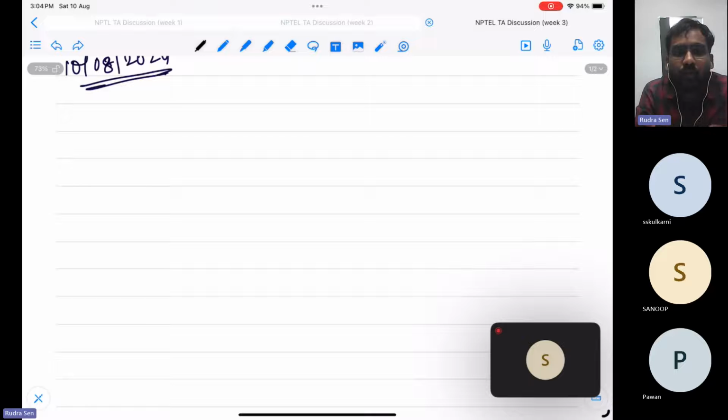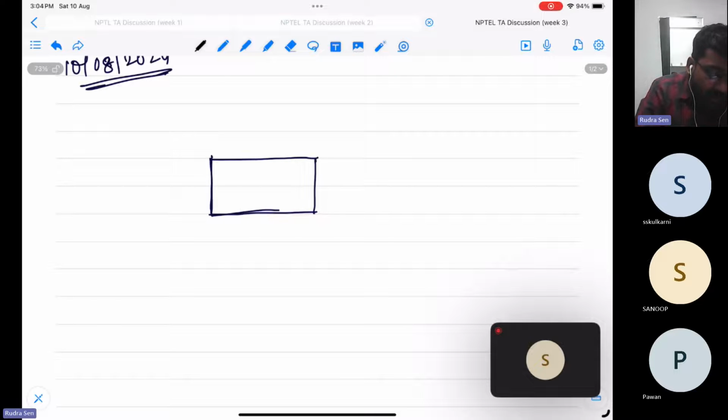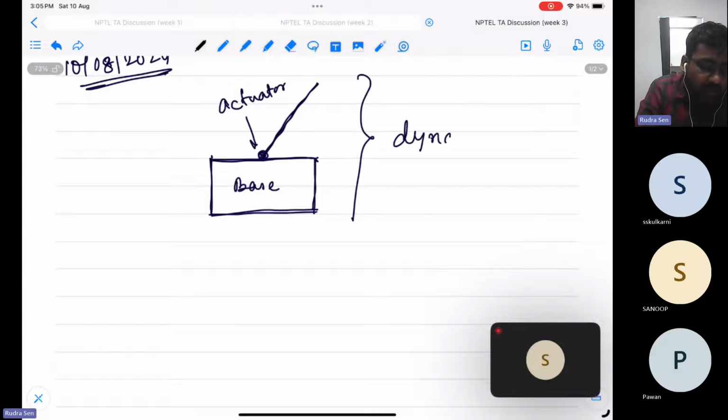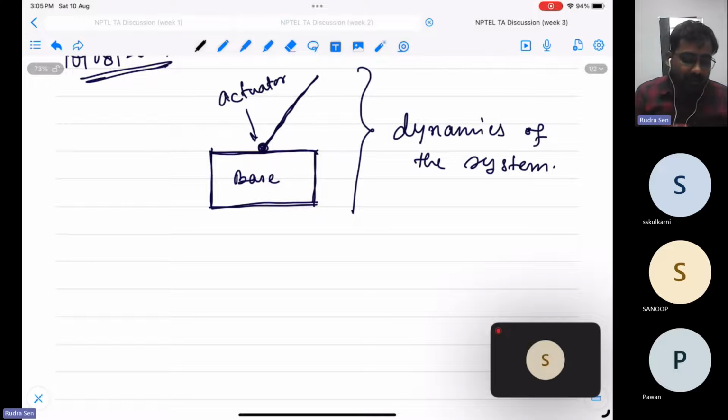Let's say we have a robot, a manipulator, which has only one hand. This is the base of the robot, and here is one actuator. This is the rotating part, and this is the hand of the robot, which rotates. We need to control this actuator so that we move our robot accordingly. For that, we need to know the dynamics of the system.